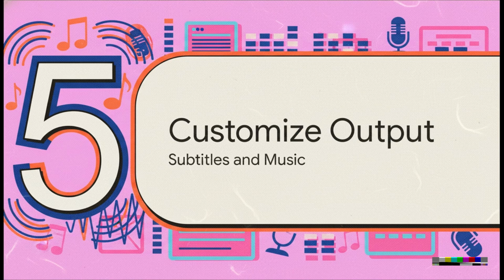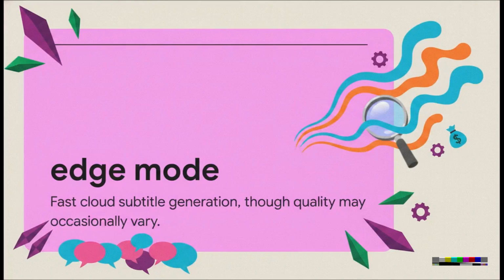And finally, Section 5. Customizing subtitles and music. MoneyPrinterTurbo gives you two distinct ways to generate your subtitles. First up is Edge Mode. This is your default setting. It's incredibly fast, and it doesn't require a powerful graphics card at all because it relies on Edge Cloud services. Now, the slight trade-off here is that occasionally the synchronization or translation quality might vary just a bit, but for sheer speed and ease of use, it's fantastic.